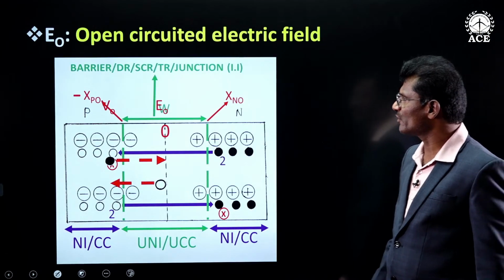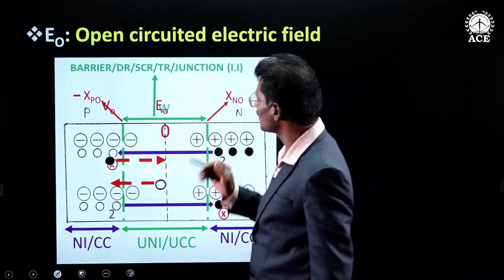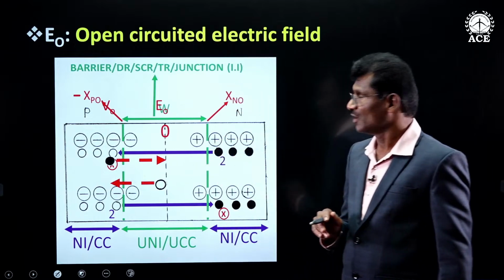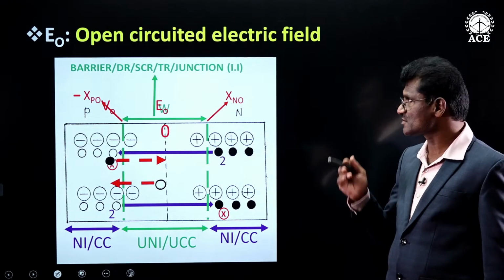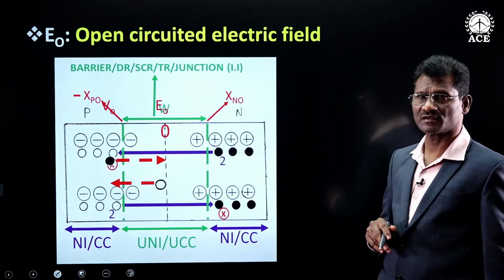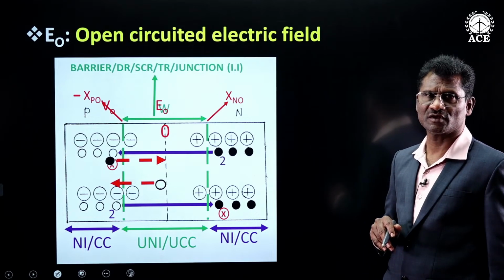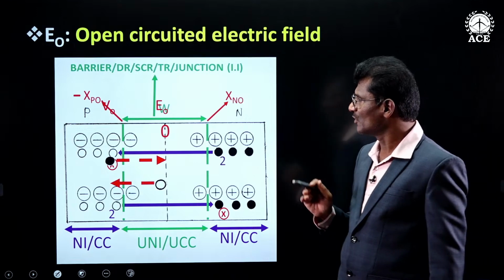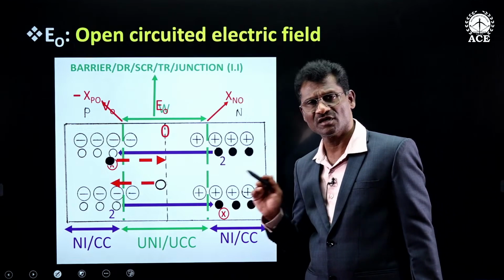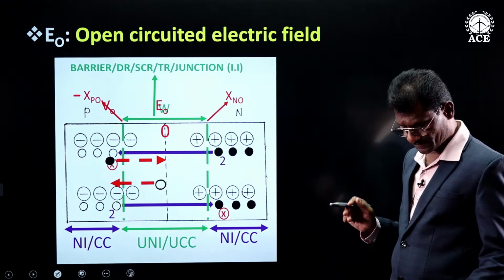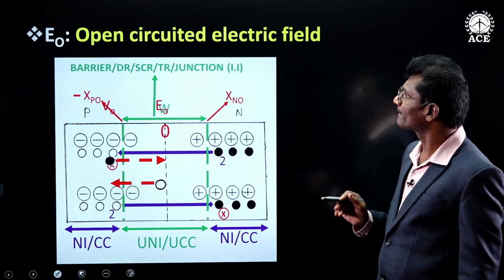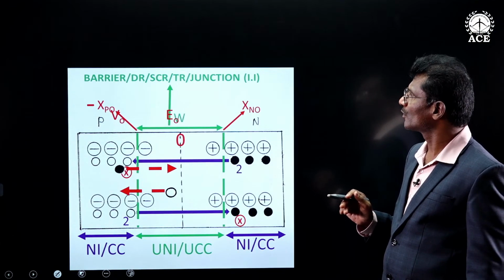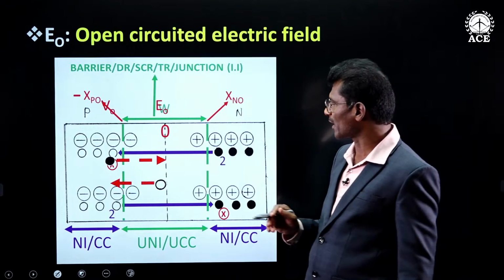Now, just now I stated that this diffusion, drift is existing. For existence of drift, definitely some voltage or electric field is required for us. Now, okay, this diagram got overlapped.